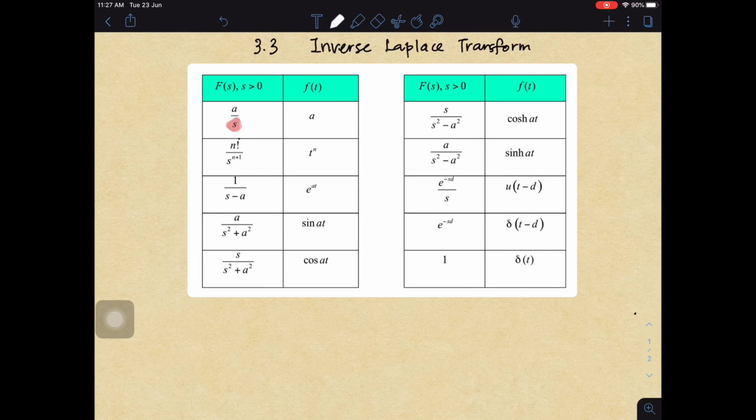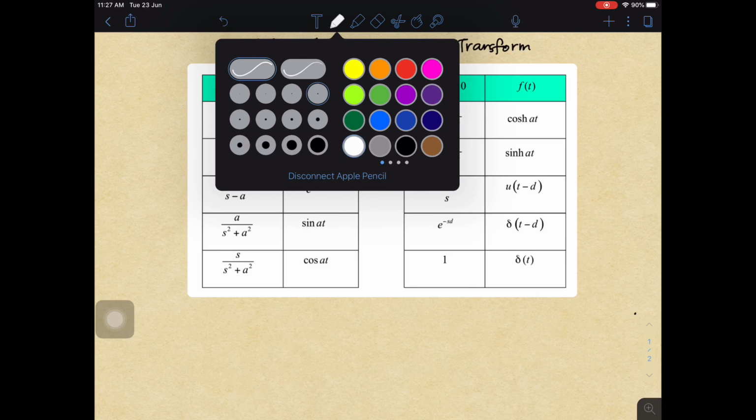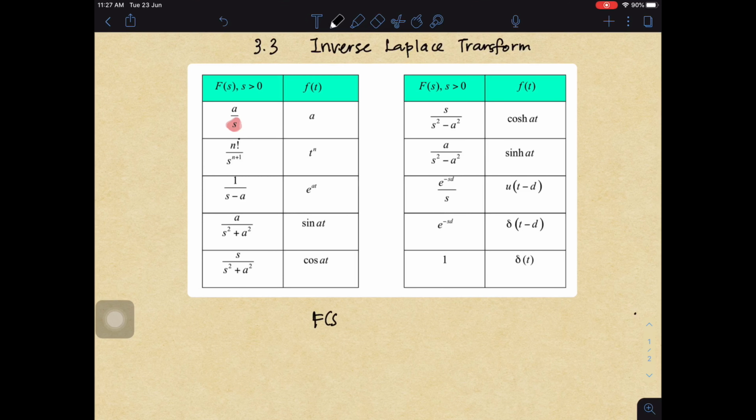For example, if you have F(s) equal to 9 over s, now you have the denominator s to the power of 1, therefore you know this is related to f(t) equal to constant a. Your constant a here is equal to 9, so automatically the function is f(t) equal to 9.